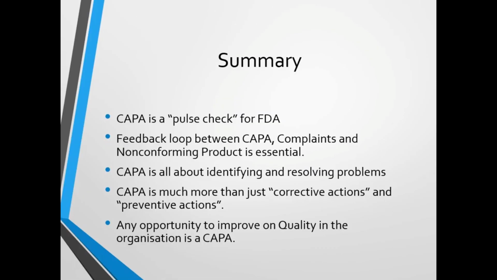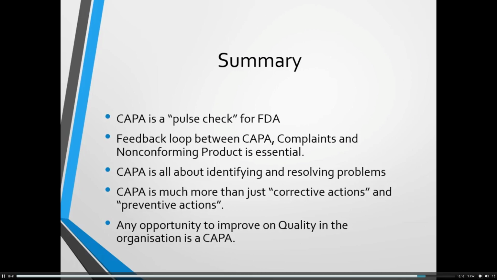So CAPA, or corrective and preventative action, is considered a pulse check for FDA on how well a firm's quality system is operating. Obviously, a strong CAPA system is indicative of a very strong quality system. The feedback loop between CAPA, complaints and non-conforming products is essential. CAPA is all about identifying and resolving problems that can or have resulted in non-conforming product. And CAPA is much more than just corrective actions and preventative actions. Any opportunity to improve on quality in the organization is also considered CAPA.